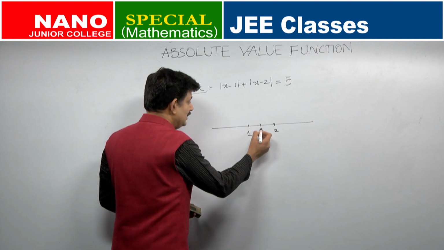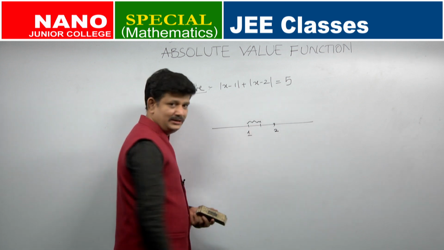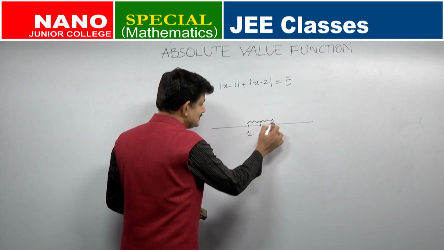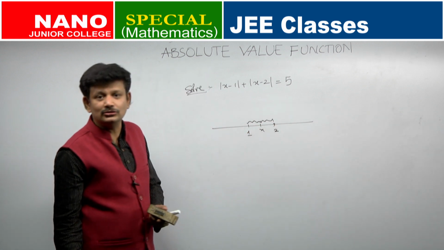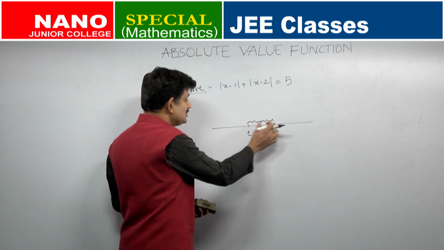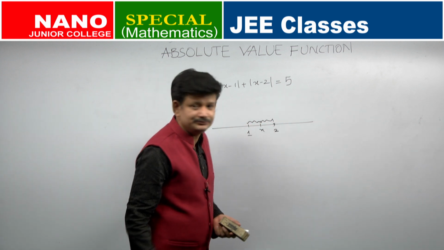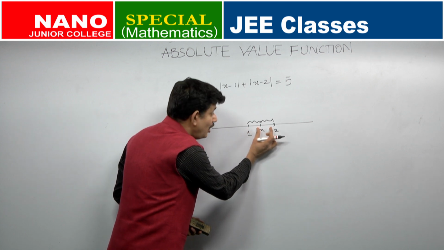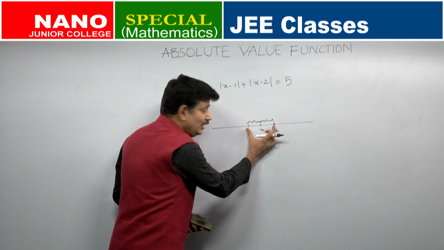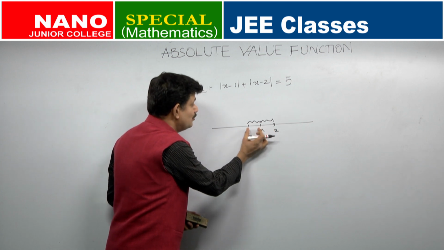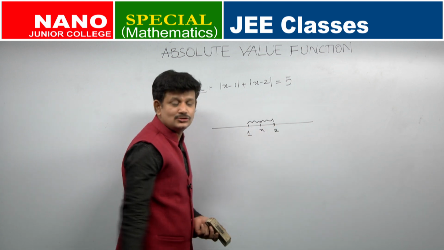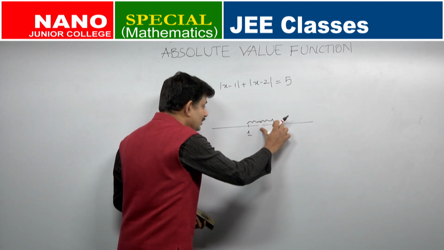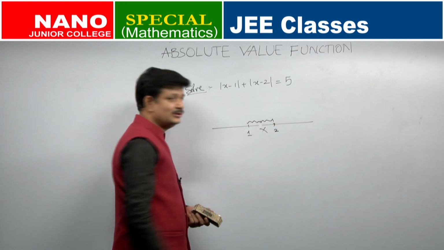So, let me see, is there any number possible inside such that this distance plus this distance, let us say x is somewhere between 1 and 2. This distance plus this distance, how much will it be? Equal to this, right? 1. So, mod x minus 1 plus mod x minus 2 is 1, not 5, it cannot be 5. So, you will not get any solution in this particular region.